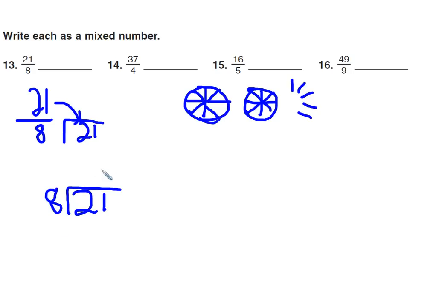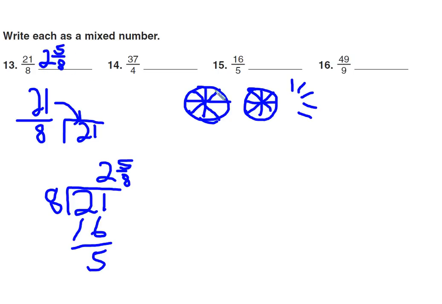21 divided by 8 is 2. 2 times 8 is 16. I've taken care of 16 pieces. How many left over do I have? 5. So it's 2 and 5 eighths. So 21/8 is 2 and 5 eighths.